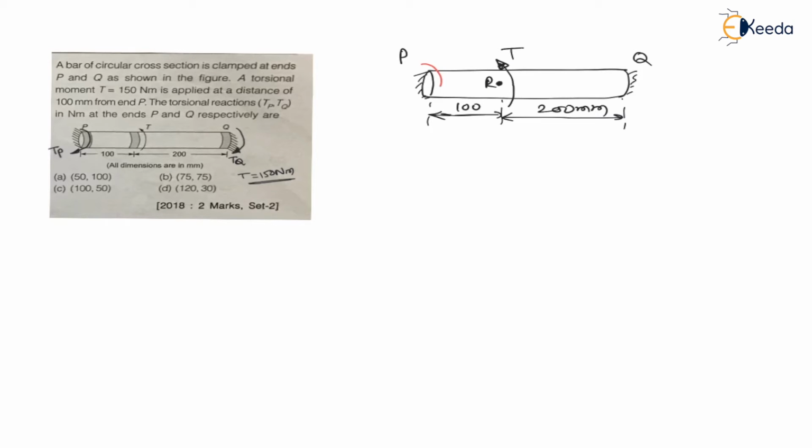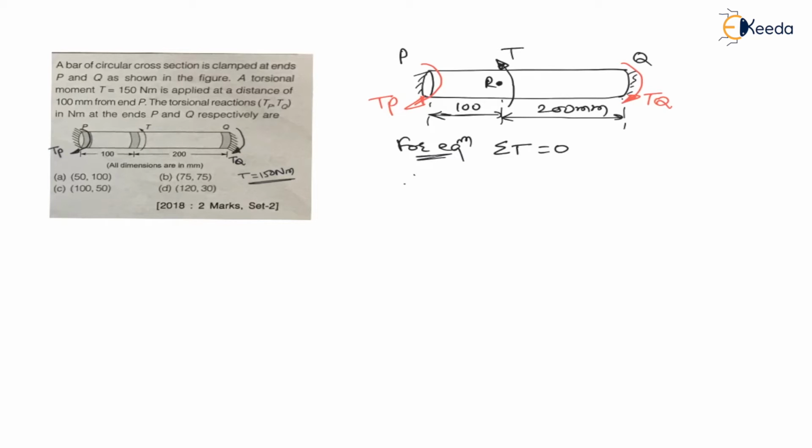I am assuming it in clockwise direction. This is the torque at P, and at Q there will be a torsional reaction, again assumed in clockwise direction. Therefore for equilibrium, the summation of torque about any point must be equal to 0. This is the equilibrium condition from engineering mechanics: summation of torque is equal to 0, summation of forces is equal to 0.